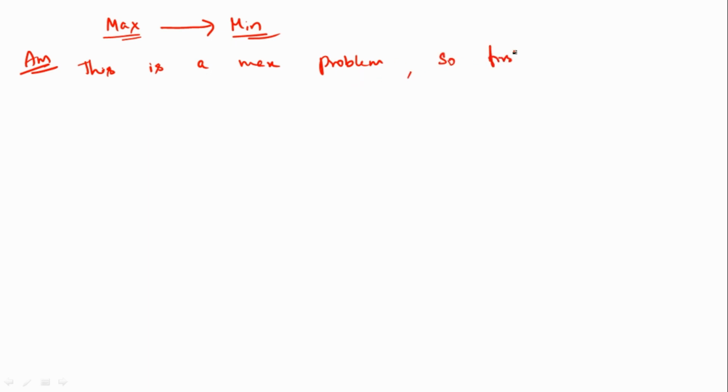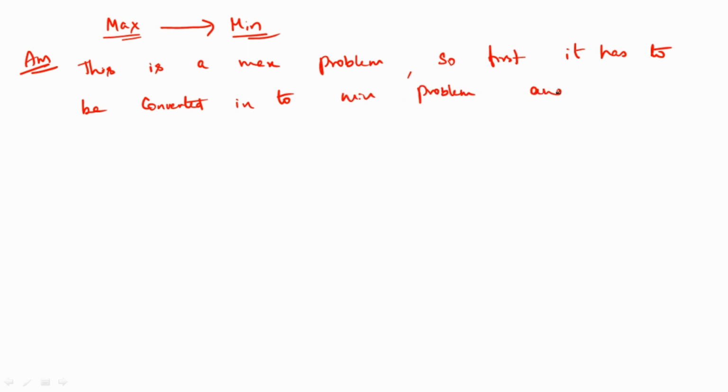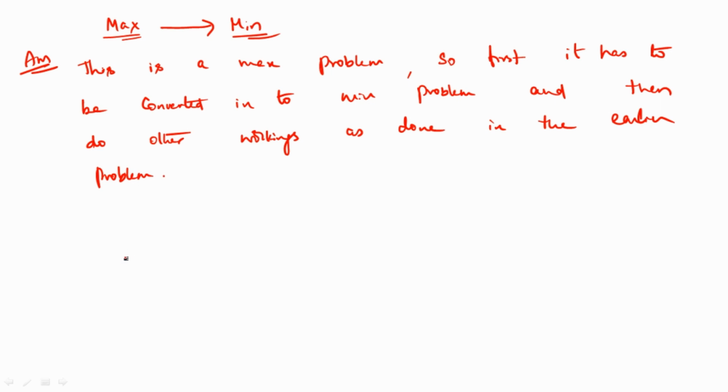So first, it has to be converted into a minimization problem, and then do other workings as done in the earlier problem, which means the last problem. How we did the last problem, you have to do it the same way. Is that clear? So now the biggest question is how to convert a maximization problem into minimization.